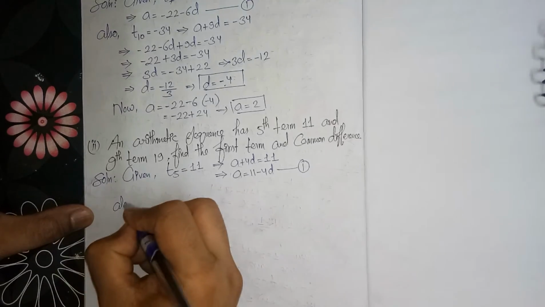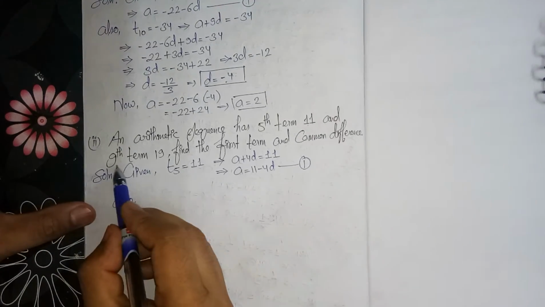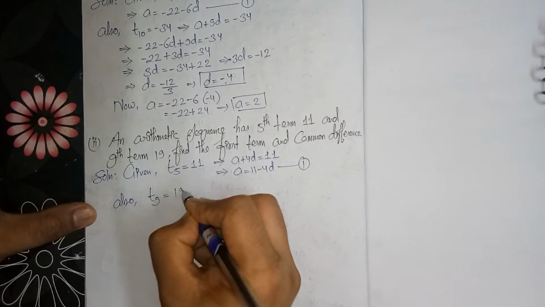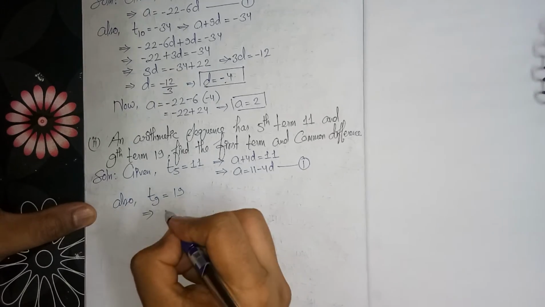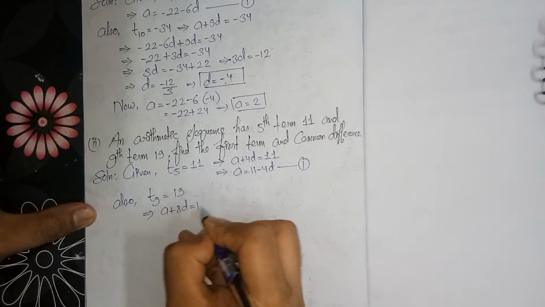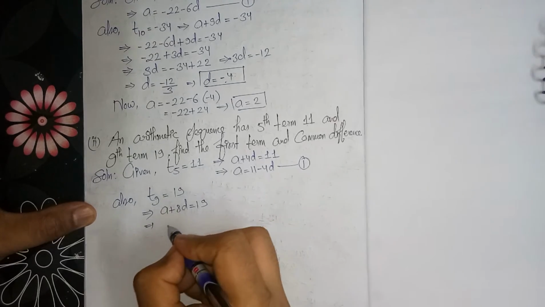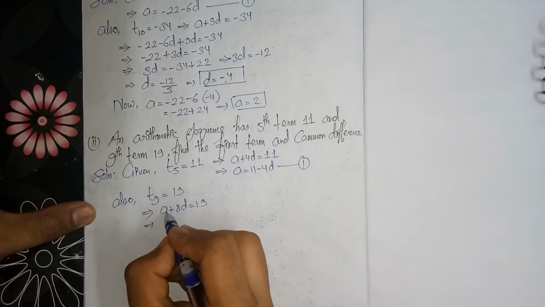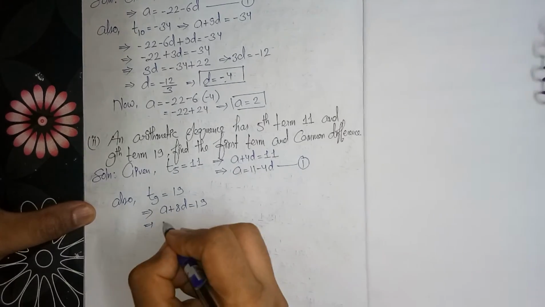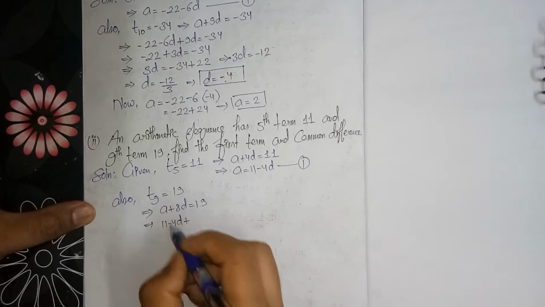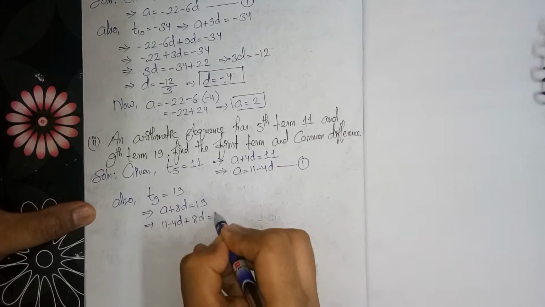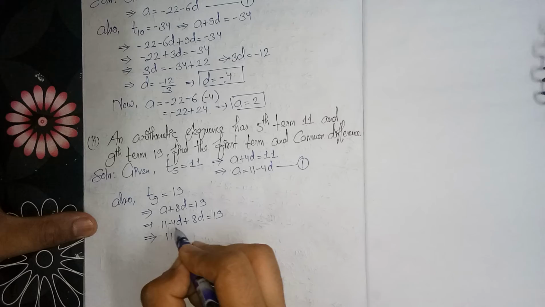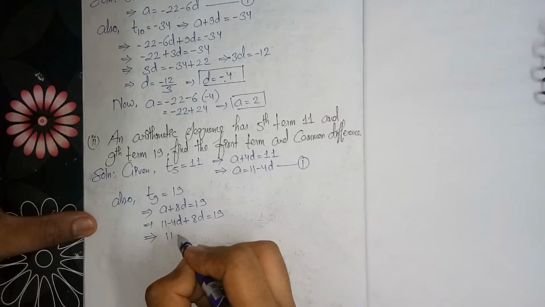Also one more thing is given, which is T9 is equal to 19. T9, ninth term, is equals to 19, implies we can write A plus 8D equals to 19, implies in place of A we can write 11 minus 4D from equation 1. So writing the value 11 minus 4D in place of A, we get 11 minus 4D plus 8D equals to 19, right?